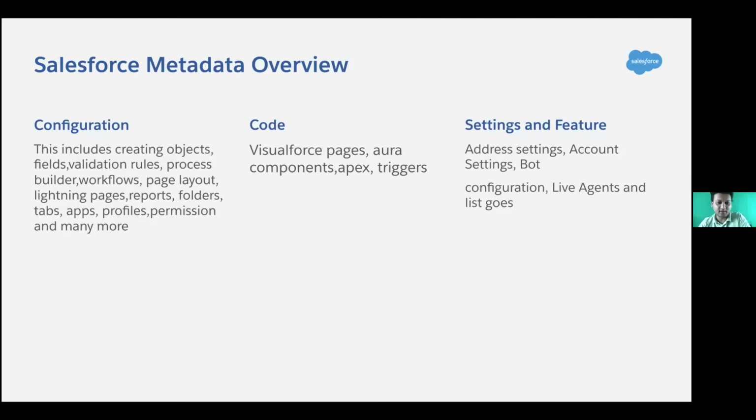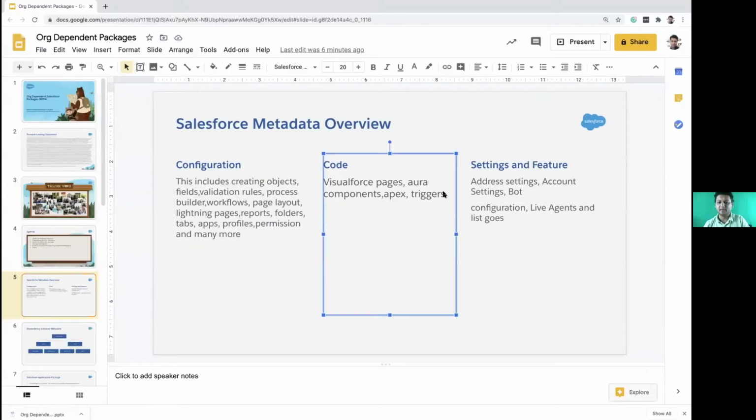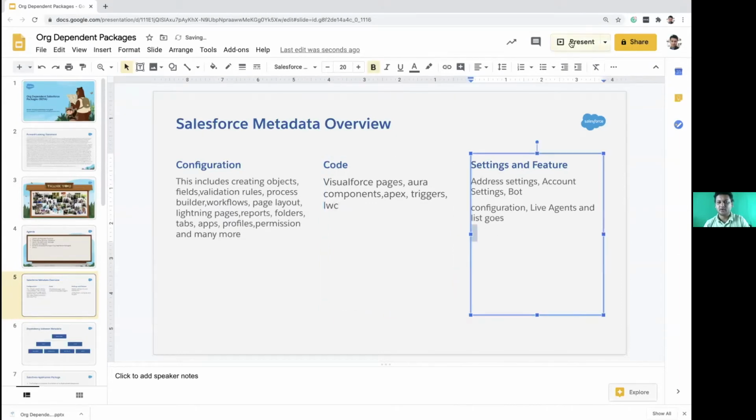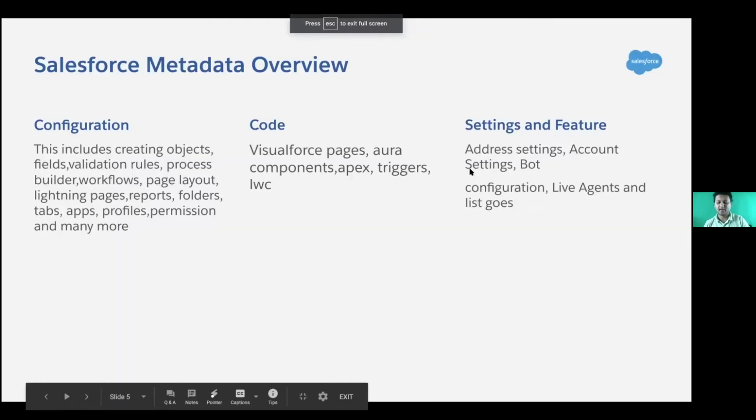Now, it consists of configuration and code. The code elements could be Visualforce pages, Aura components, or Apex. In fact, I missed LWC, it could also be LWC. So anything that you write as code is again stored as metadata. There's metadata behind it that's running.